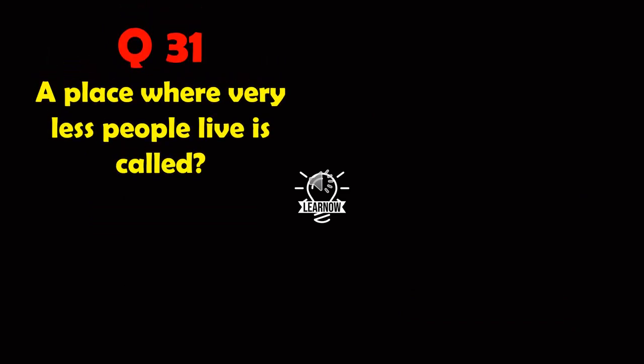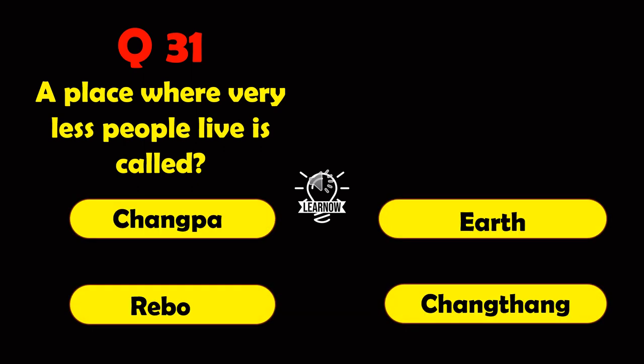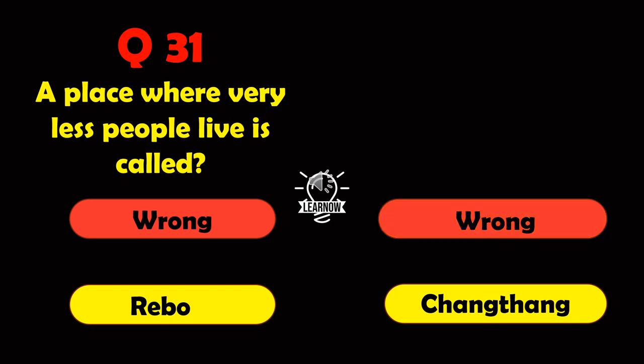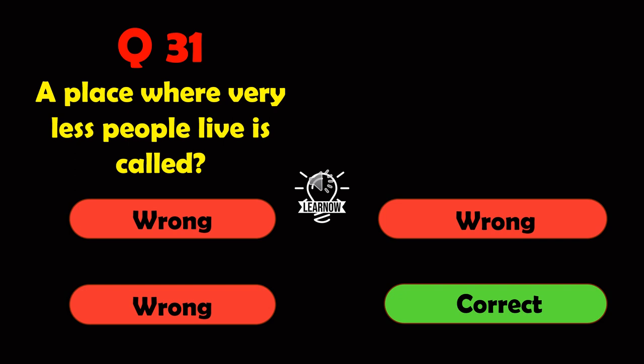Next question, question number 31. A place where very less people live is called. So in the language of the Changpas, a place where very less people live is called what? Let's see. Here are the options. So Champa, Earth, Rebo, or Changtang. So let's find out. Champa is the name of a tribe, so it is the wrong answer. Earth is also wrong. So is it Rebo? Rebo is also wrong. So a place where very less people live is called Changtang in the language of the Changpas. So Changtang is the correct answer.